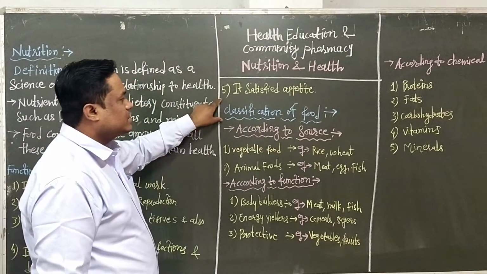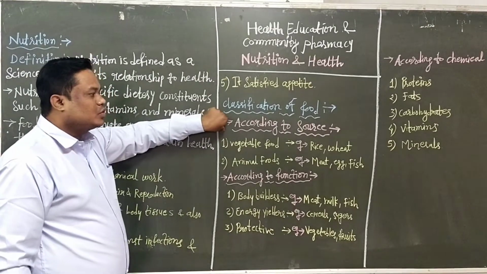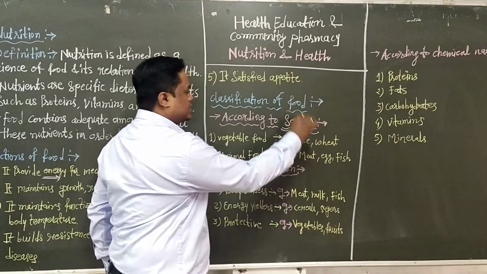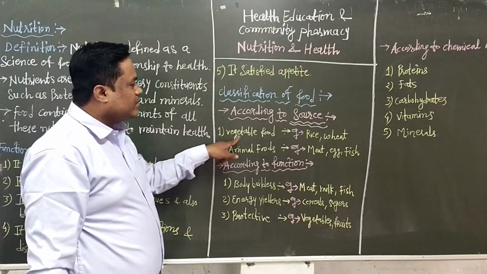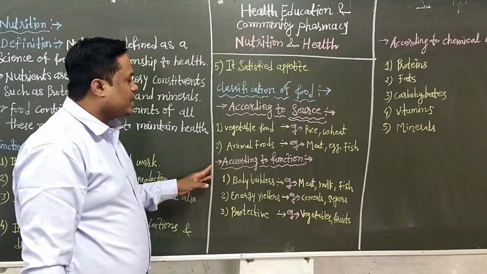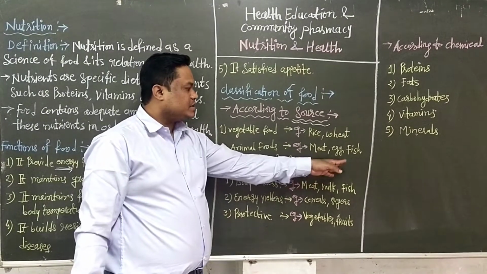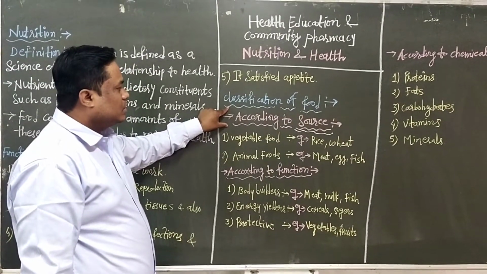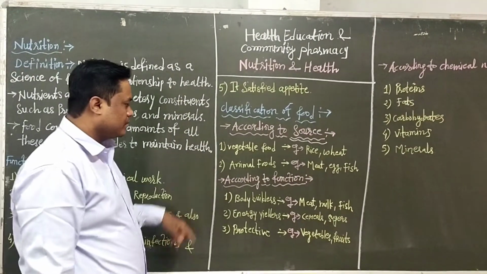Then next is the classification of food. The first classification is according to sources. The first is vegetable source, vegetable food, for example rice and wheat. These are common examples. Then second, animal foods, for example meat, egg, fish, etc. These are the sources of food: vegetable food, and second, animal food.